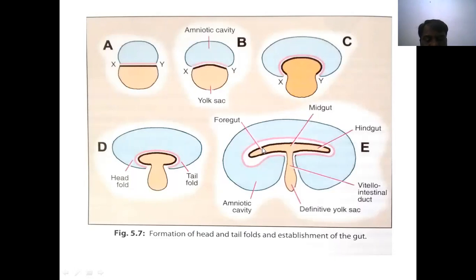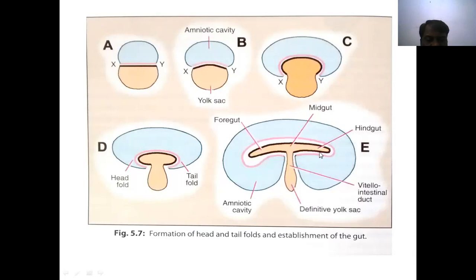So this tube-like structure, the gut, further forms the foregut structures: the oral cavity, esophagus, stomach, small intestine, up to the second part of the duodenum. The midgut is from the second part below: the third part, fourth part, jejunum, ileum, cecum, appendix, and transverse colon. The hindgut develops the descending part of the colon, the rectum, and the anal canal.